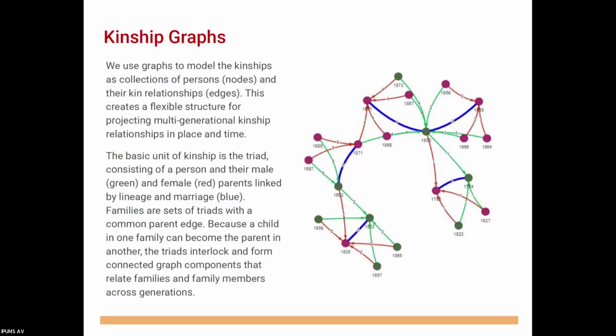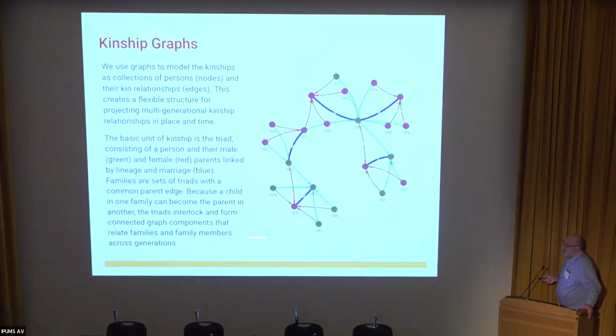Okay, so what you see here is actually a 4-generation kinship. I'm gonna focus on this marriage as the center.